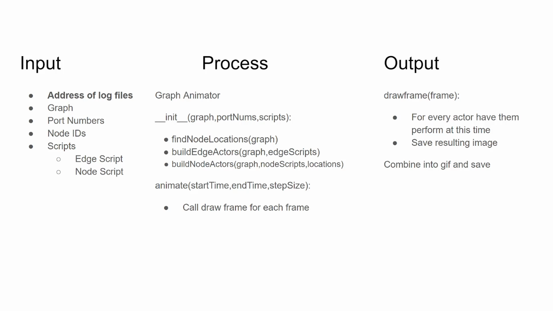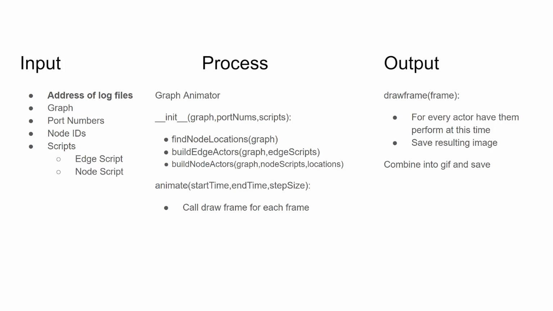Then we send that to Graph Animator, for our processing. This takes the graph, the port numbers, and the scripts. What it's going to do is figure out where all of our points should be, which is an interesting problem we'll come back to later. For now, you need to know it takes a graph and gives you some points that will recreate how that graph looks. And then we build our edge actors: for every single edge you want an edge actor, and then we build a node actor for every single node.